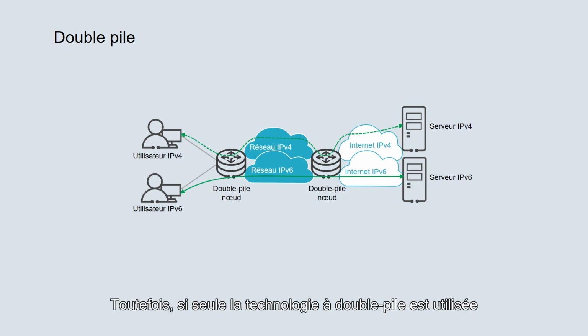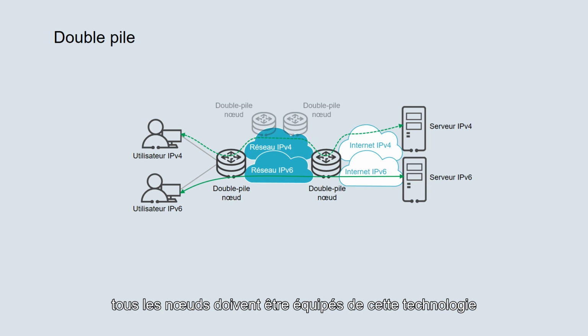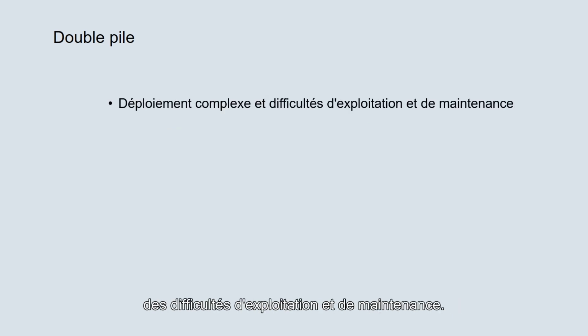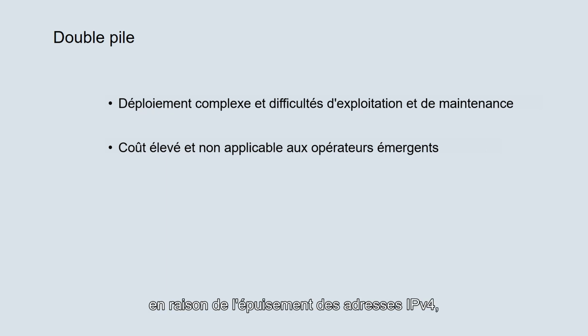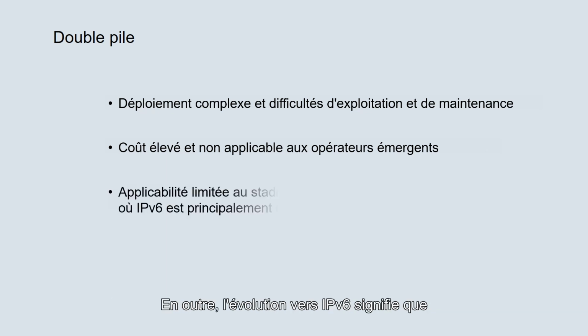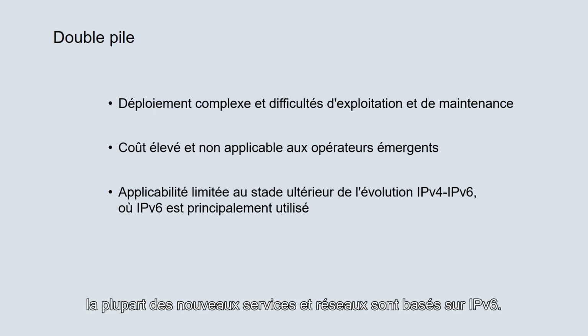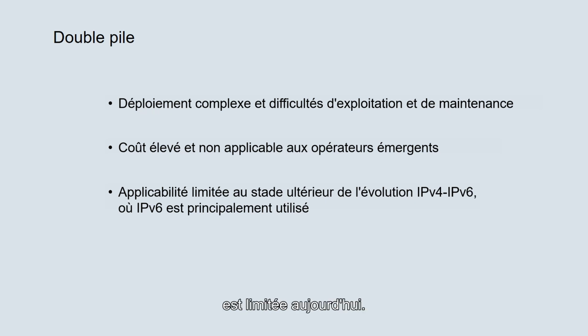However, if only the dual-stack technology is used during IPv4 to IPv6 evolution, all nodes must be enabled with this technology in order to maintain both IPv4 and IPv6 networks, causing complex deployment and difficult operation and maintenance. Emerging carriers cannot obtain new IPv4 addresses due to IPv4 address exhaustion, and deploying dual stack involves high costs. Furthermore, the evolution to IPv6 means that most new services and new networks are based on IPv6. This is why dual stack has limited applicability today.